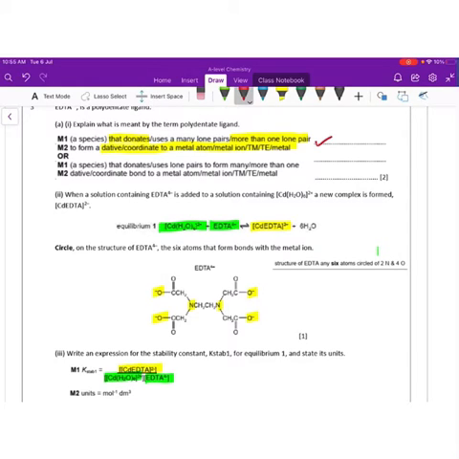Right, question. Circle on the structure the 6 atoms that form bonds with the metal ion. Right, so it's my 2 nitrogens, and then those oxygens have lone pairs to share. So those are the 6 atoms that you needed to circle for the 1 mark.